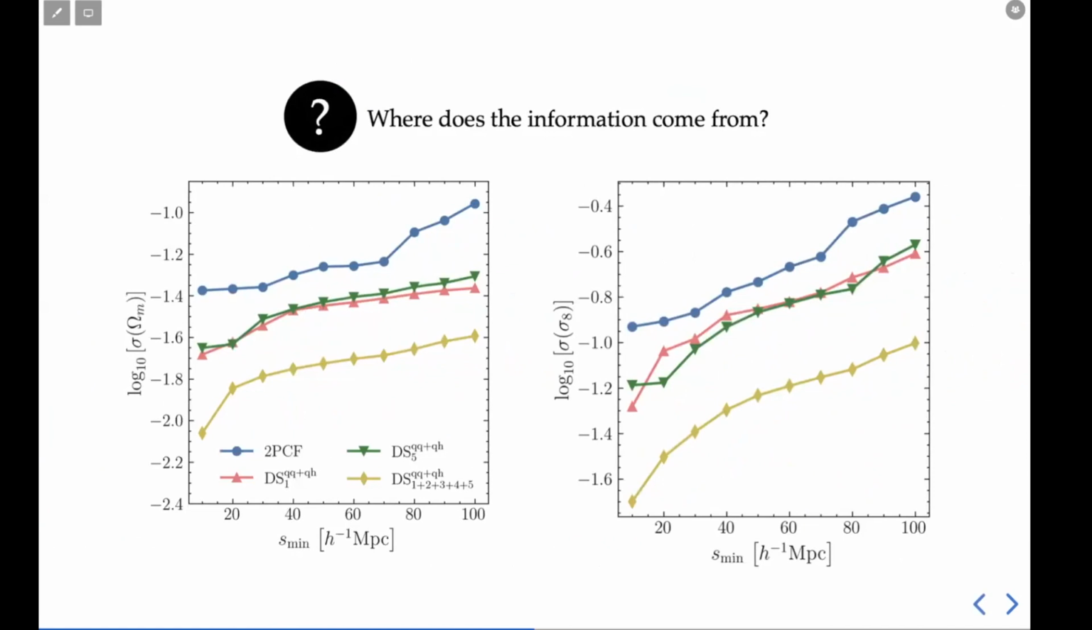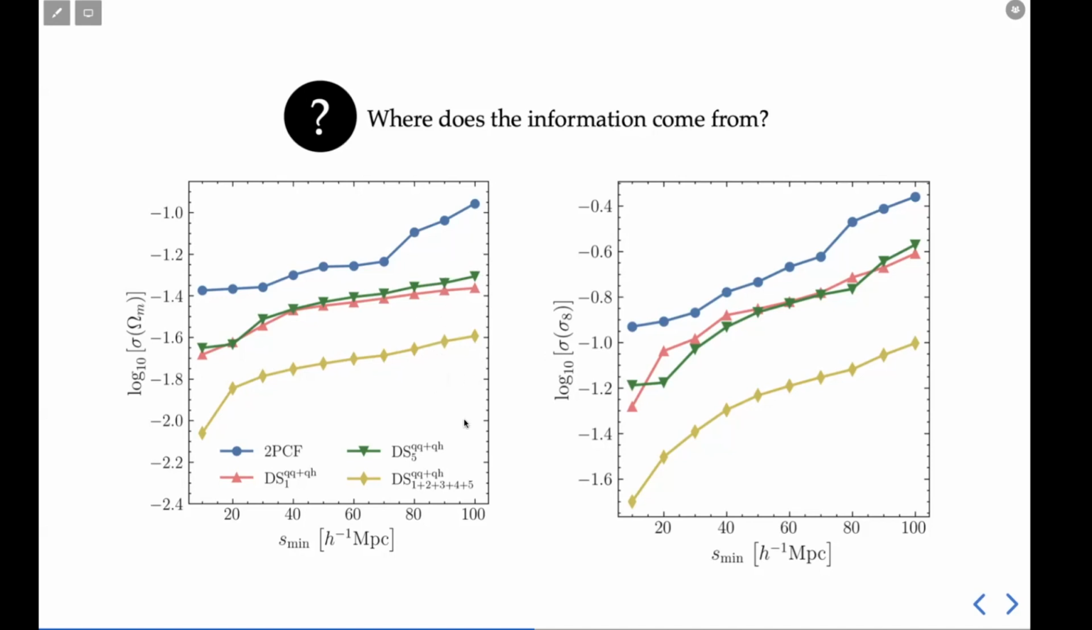Right, so let's look a bit more at where the information actually comes from. Here you can see how the constraints on omega matter and sigma 8 will change with the minimum scale. So what happens if we only include large scales, for instance a minimum scale of 100, that will mean we're just looking at the BAO, compared to when we include the whole range of scales. And you can see that, as expected, the constraints always get better.